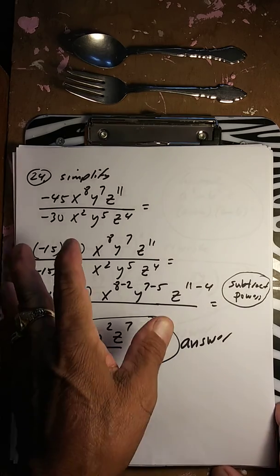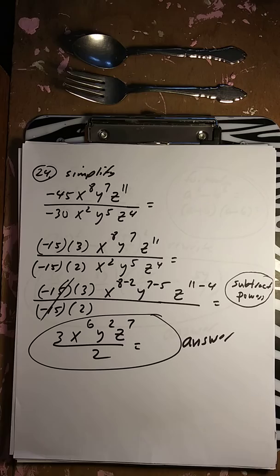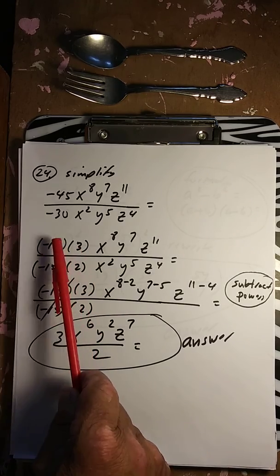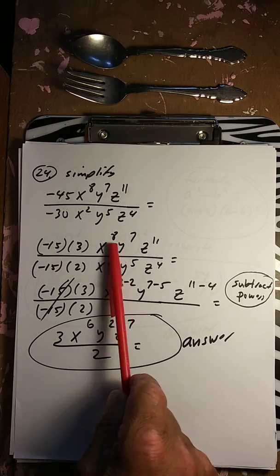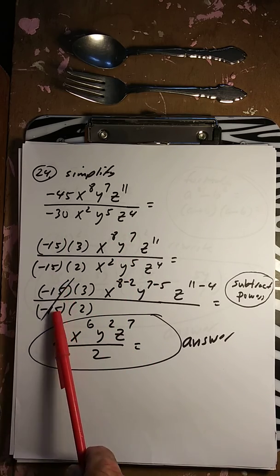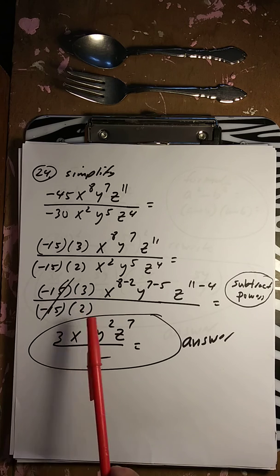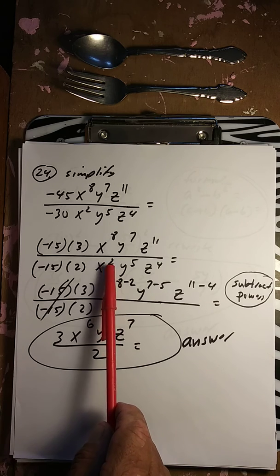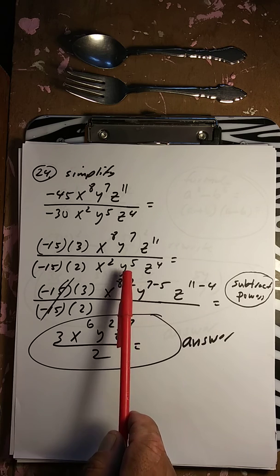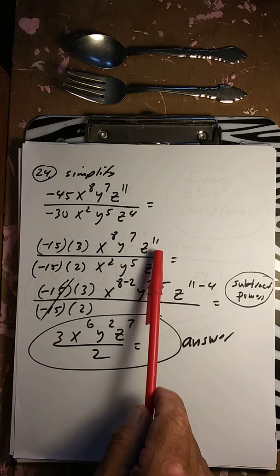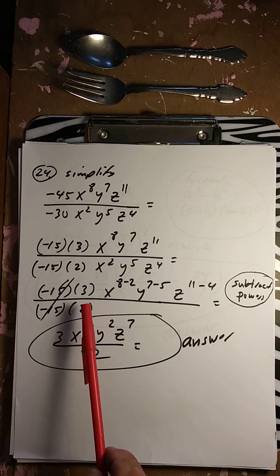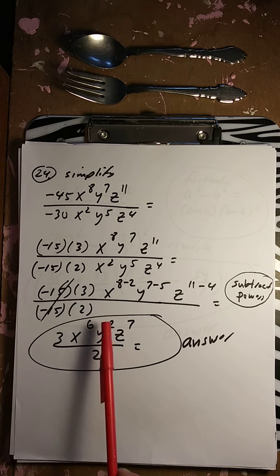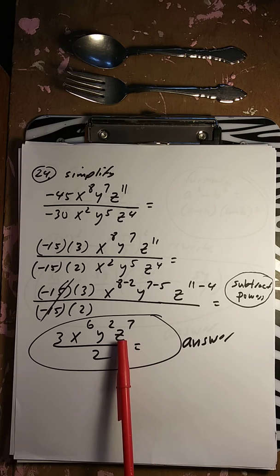Simplify this. Alright. So what we need to do is first rewrite it. 3 times negative 15 is negative 45. And 2 times negative 15 is negative 30. Alright, just copy it down. So now we know that negative 15 are gone. 3 over 2 left over. And then the powers. Subtract the little power from the big powers. 2 from 8. 5 from 7. And 4 from 11. Subtract the powers. Take the little number from the big number. So we have 3. X to the 6. Y to the 2. And Z to the 7. All over 2.